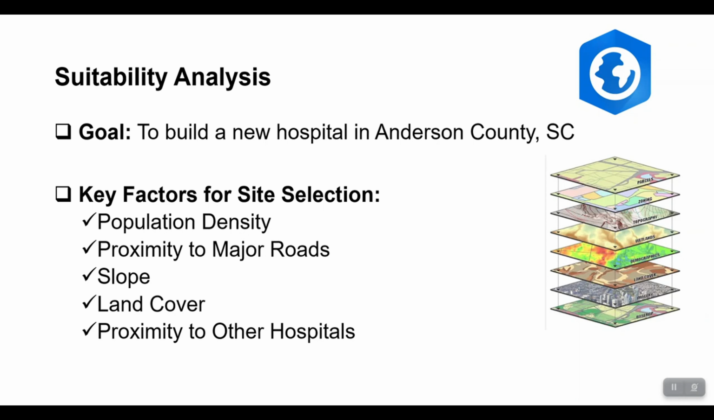So the next one is land cover. We cannot have our hospital on any type of lands. For example, you cannot have your hospital on protected areas or environmentally sensitive areas or forests or wetlands or on water, right? But developed areas are more suitable for building a new hospital.